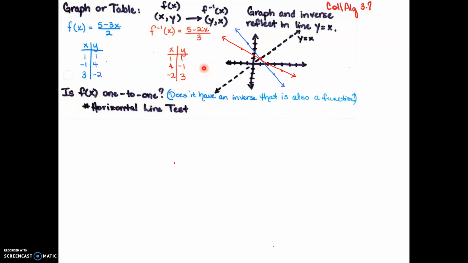And so here's what we get for the graph of our inverse. And here's what you'll notice. Inverses reflect in the line y equals x. Okay, here's the line y equals x right here. That's one of our toolkit functions, right?